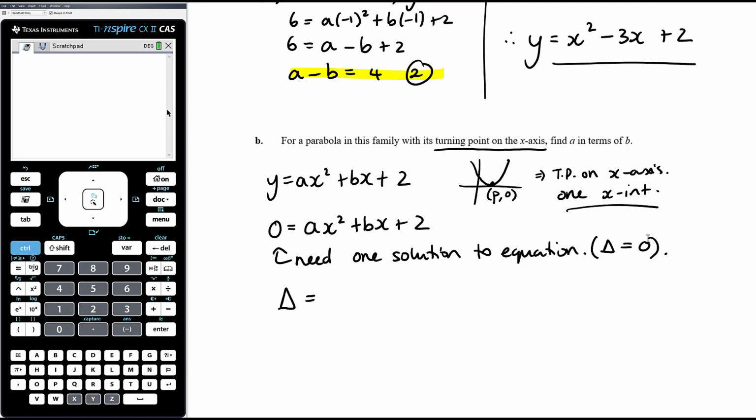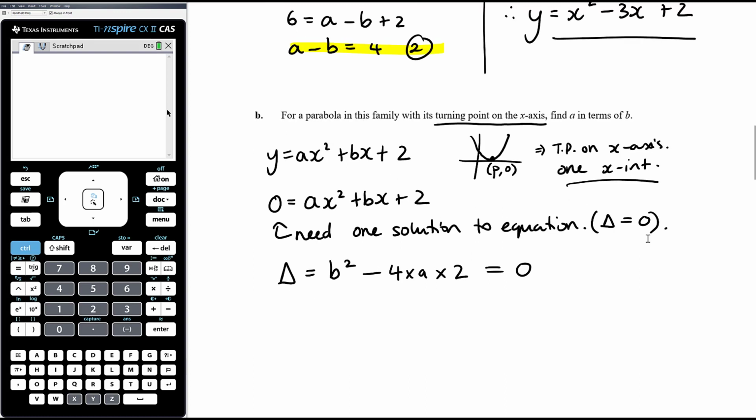Okay. So discriminant we know is b squared minus 4ac. So in this case that is b squared minus 4 times a and times c, which is 2. And we need that to equal 0 if this quadratic equation is to have one solution, hence this parabola is to have one x-axis intercept, which would mean that that intercept, if it's a parabola with only one intercept, the only way that happens is if it's the turning point. Alright, so we have b squared minus 8a has to equal 0.